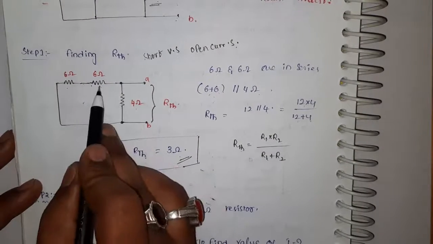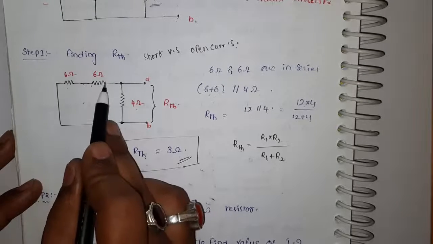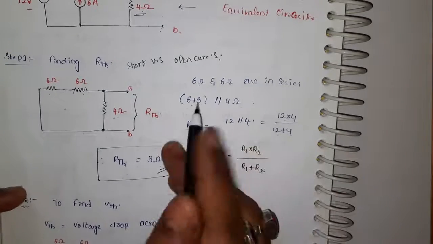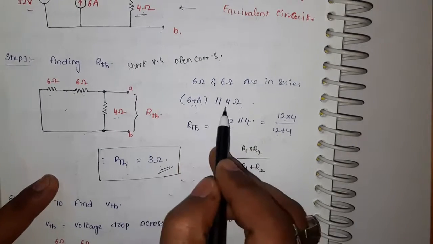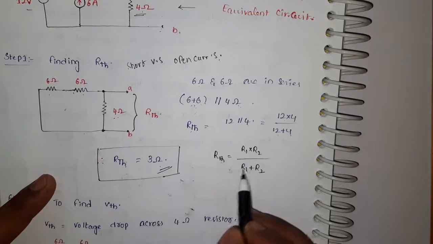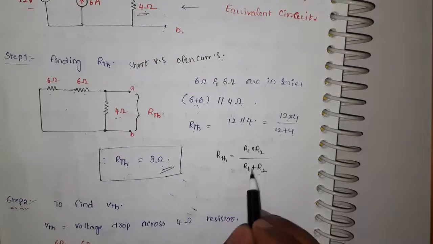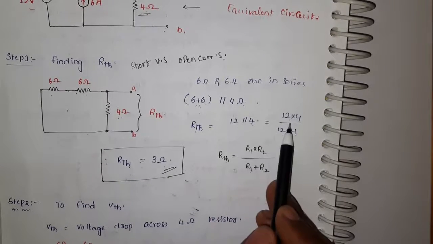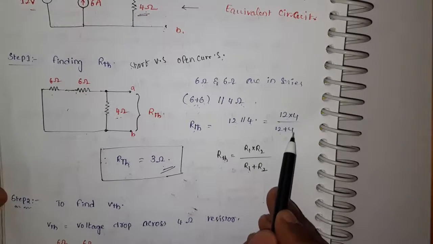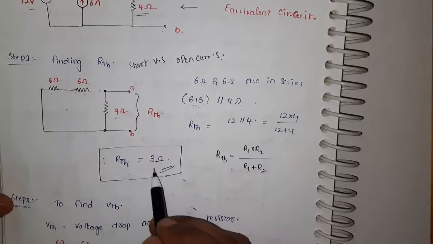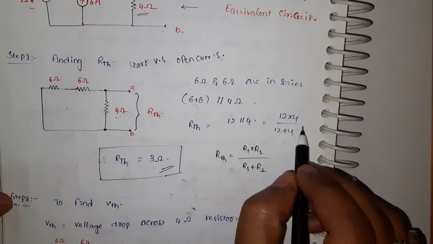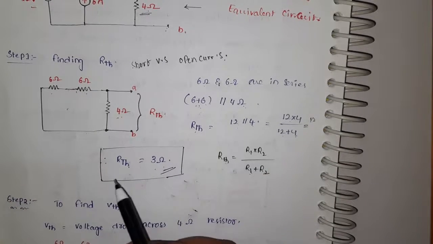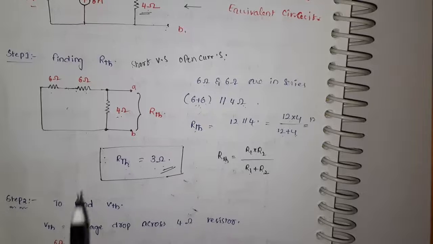If we short this one and if we open this one, the circuit will become this. So 6 ohm and 6 ohm are in series. This series combination is in parallel with 4 ohm. RTH is equal to R1 into R2 by R1 plus R2. This is the parallel combination. 12 parallel to 4. 12 into 4 by 12 plus 4, which is equal to 3 ohm. If we solve that, we will get RTH equal to 3 ohm.